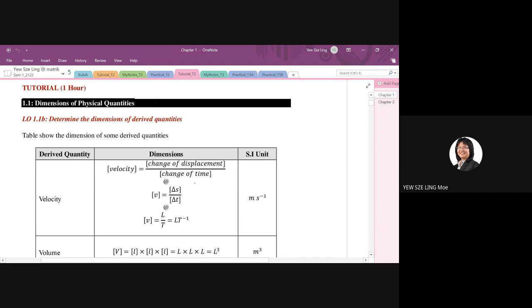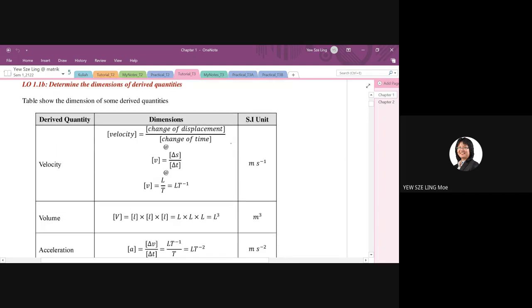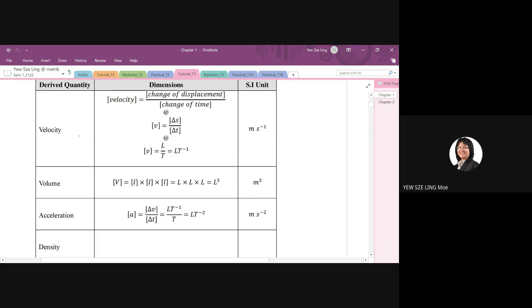Okay, before we proceed to the next part. So first one, velocity. Now, in order to find the unit for a derived quantity, the first thing that we need to know is the formula. You need to know the formula for each of these derived quantities before you derive its unit. So velocity is equal to change in displacement over change of time.